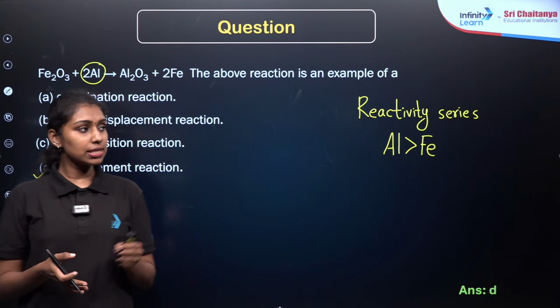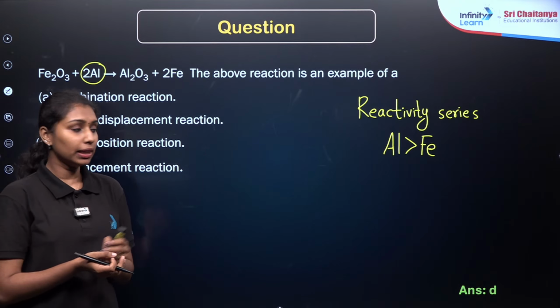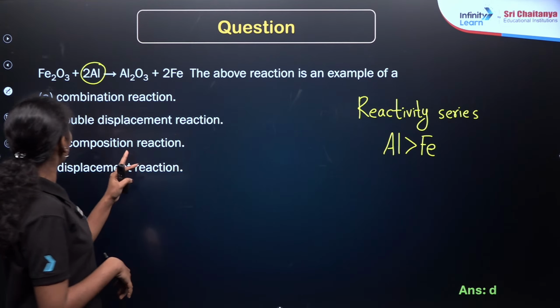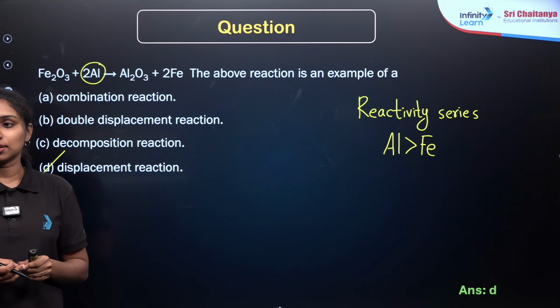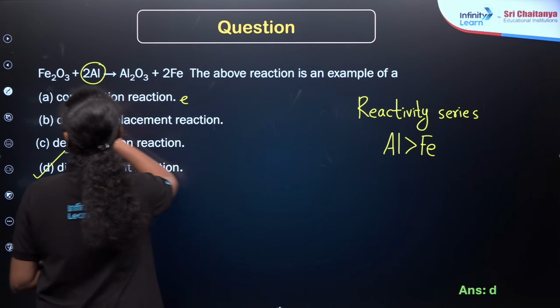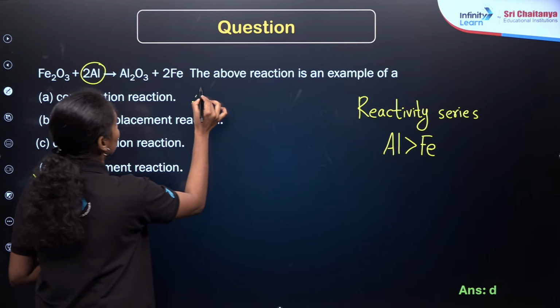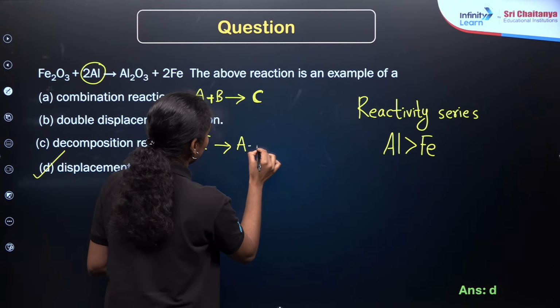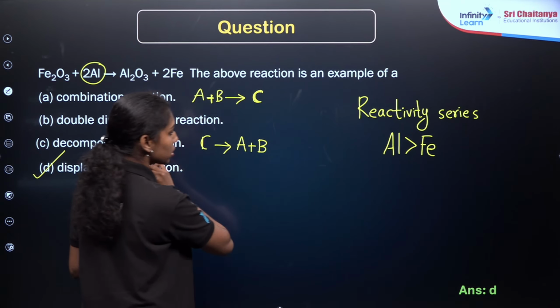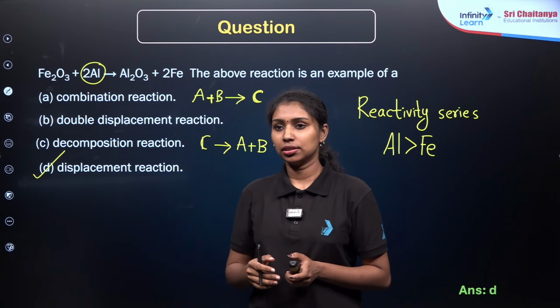So this is about the single displacement reaction. If in a reaction there are two displacements happening, that is known as a double displacement reaction. Then what do you mean by the combination reaction? Two or more reactants combine. So that is about the decomposition reaction. These are the very important types of chemical reactions.